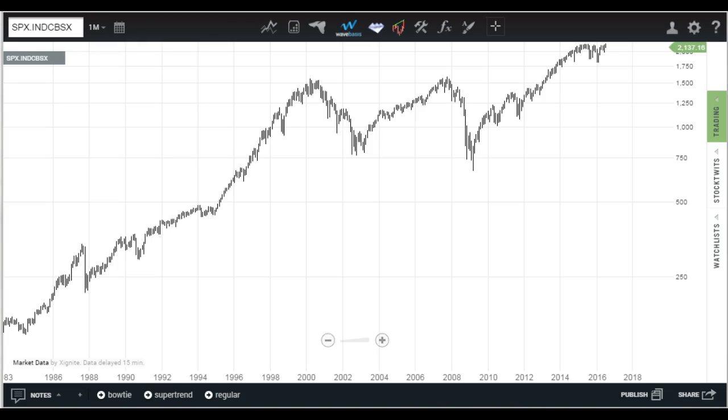Today is Tuesday, July 12th. I want to take a look at the big picture here. This is the S&P 500 in a monthly chart. I want to talk about analogs.